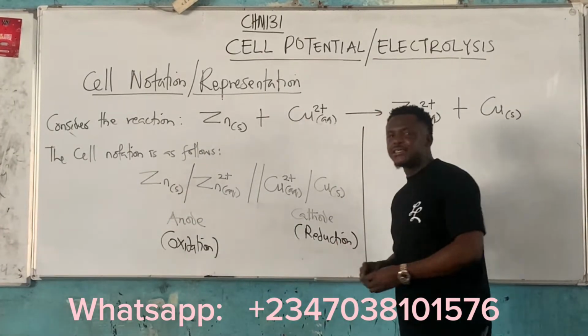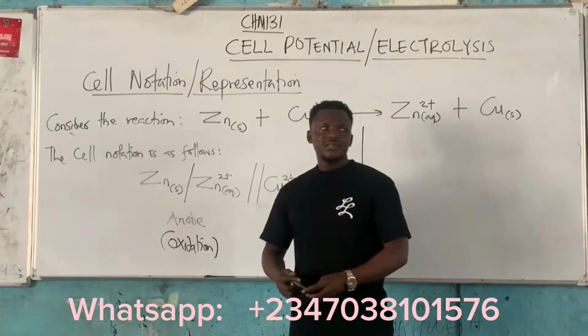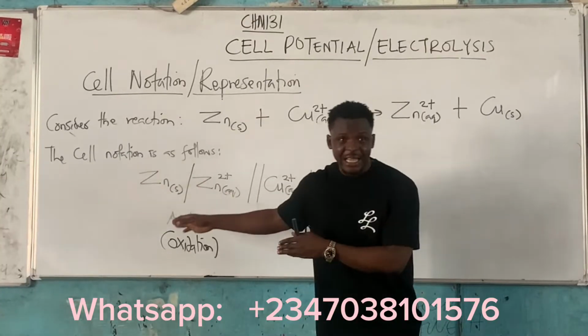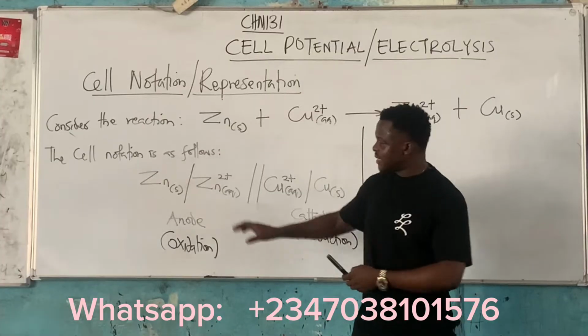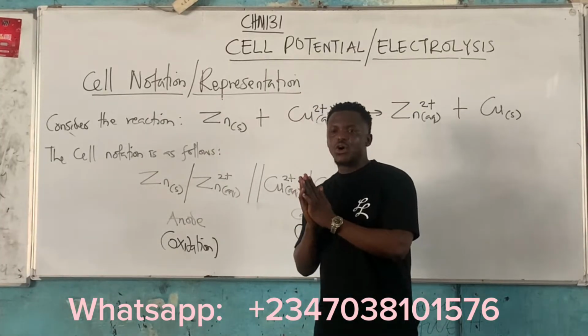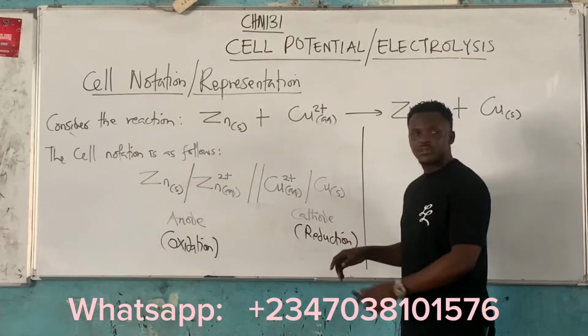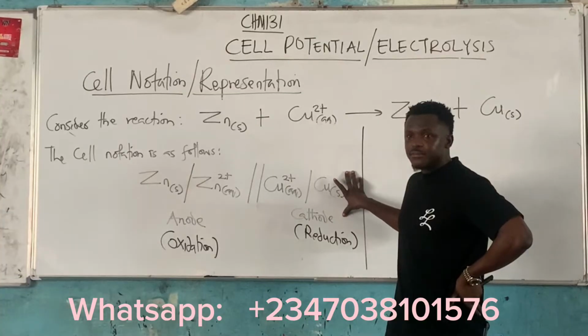The left-hand side of a cell notation is always the anode. It is a cell notation for a reason. If you take what is supposed to be at the left-hand side and put it at the right-hand side, you fail the question. The left-hand side of a cell notation is always the anode, whereas the right-hand side is what? The cathode.